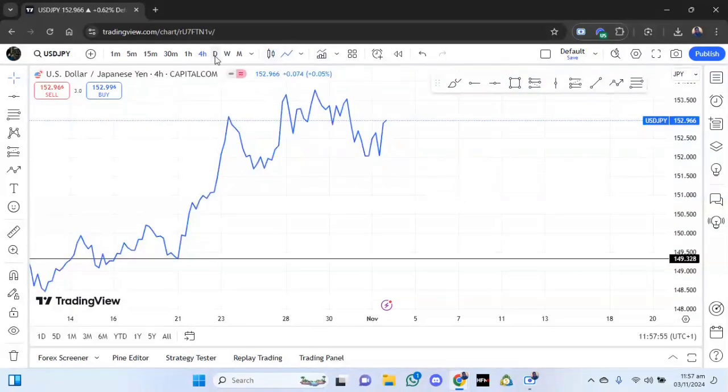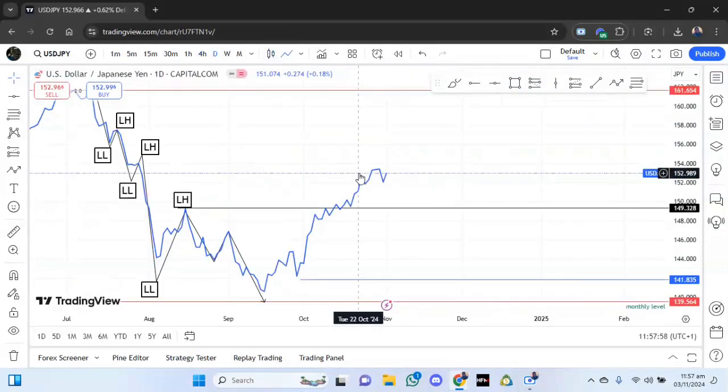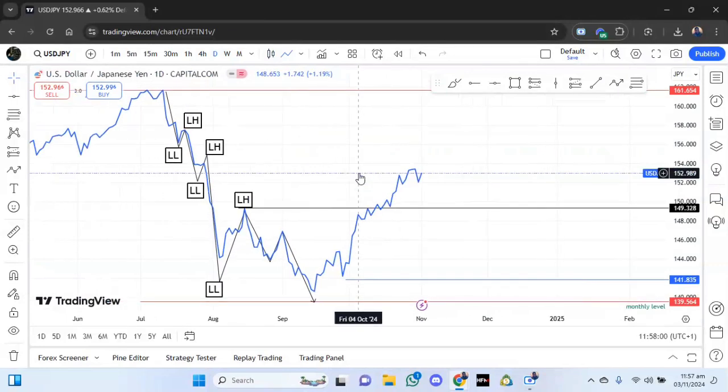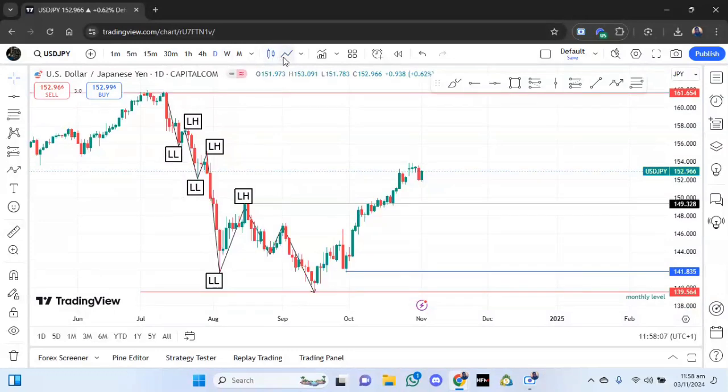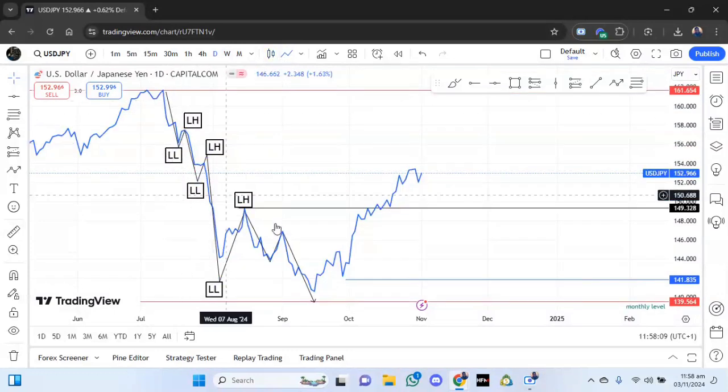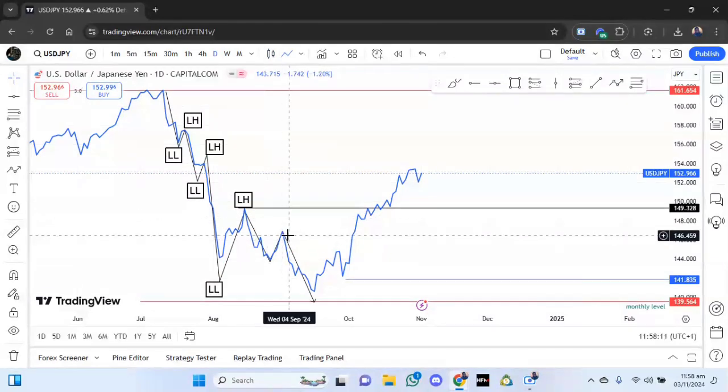So for example, let's say we're on the daily and you're having issues knowing where the main moves happen. You can see how we got it very well over here when we switch to the line chart. So this is a candlestick chart and this is a line chart. You can always switch to the line chart and set your zones.